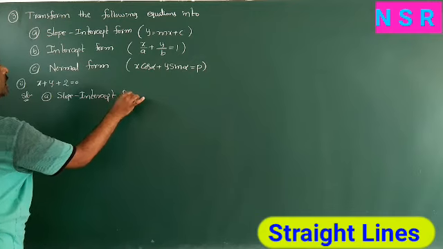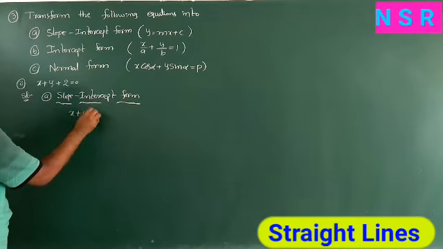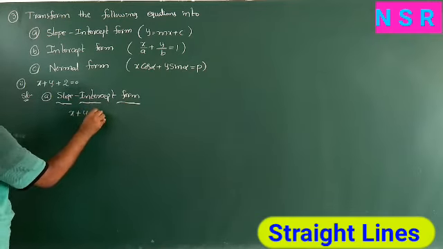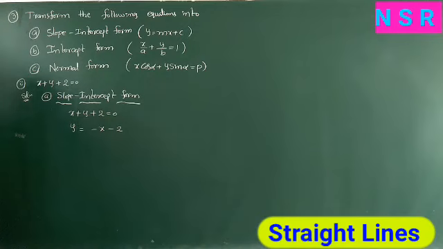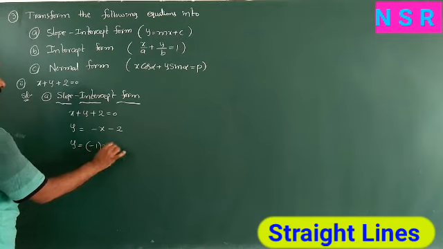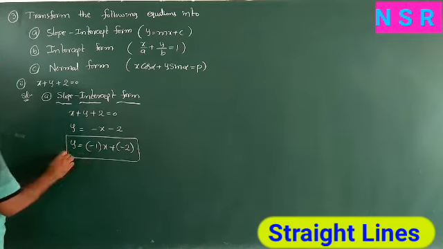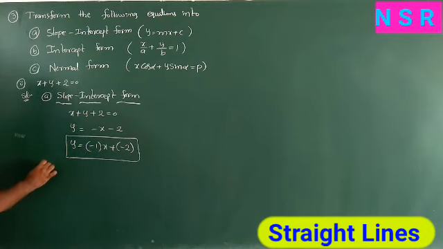Slope intercept form. Here, given x plus y plus 2 is equal to 0. Now write y is equal to minus x minus 2, moving x and 2 to the other side. Why? Because slope intercept form is y equal to m into x plus c. So y is equal to minus 1 into x plus minus 2. This is y equal to mx plus c, so here the m value is minus 1 and the c value is minus 2.